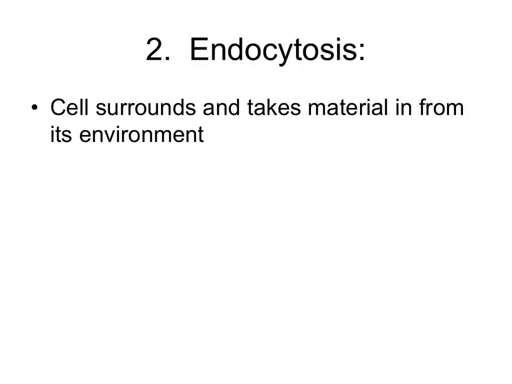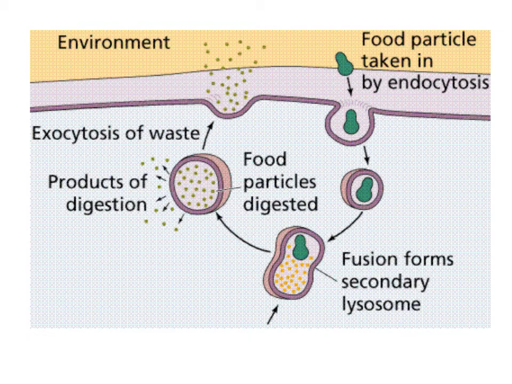Another type of active transport is called endocytosis. This is when the cell surrounds and takes material in from its environment. So this diagram shows both endocytosis and exocytosis. We'll start with endocytosis. So endocytosis is over here on this side.